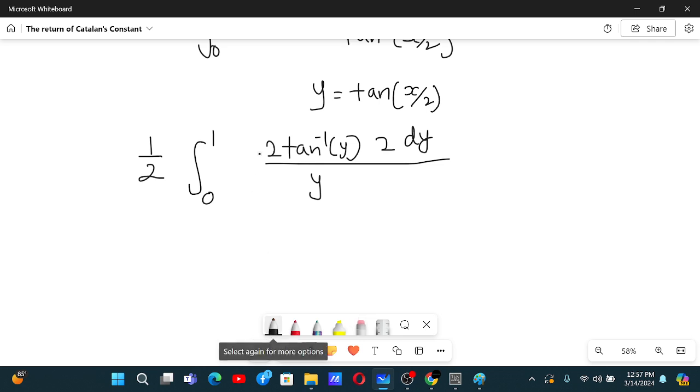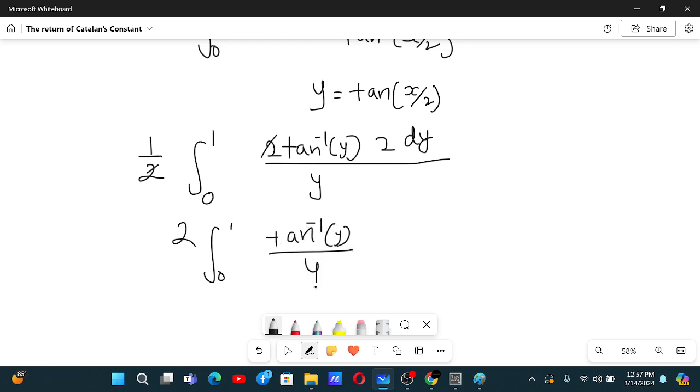Now the 2 cancels out, and so we have 2 integral from 0 to 1 of tan inverse y by y. Now this one is doable. So how do we approach this? You basically know the series expansion of the tan inverse function. So let me start with tan inverse.